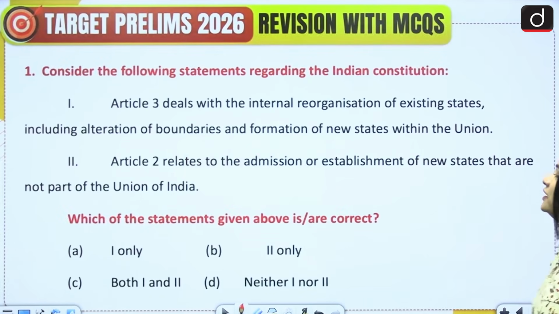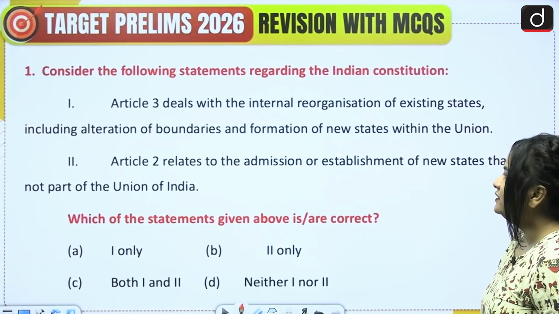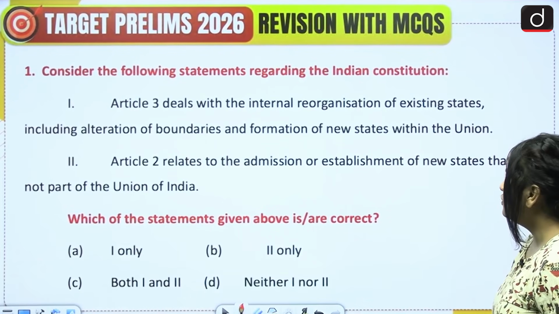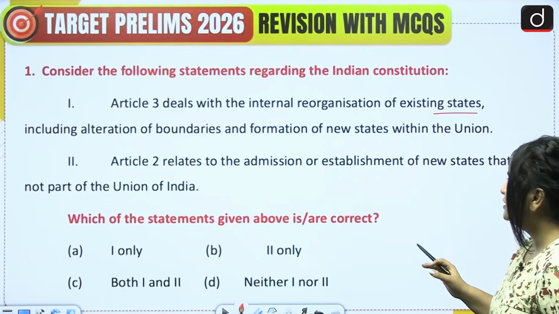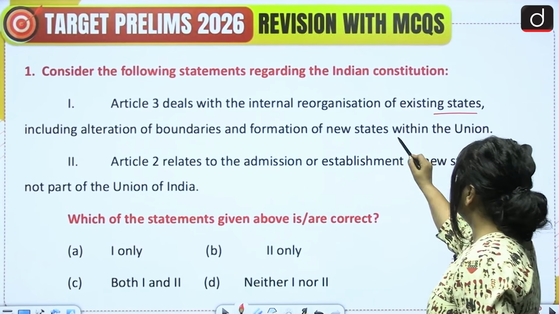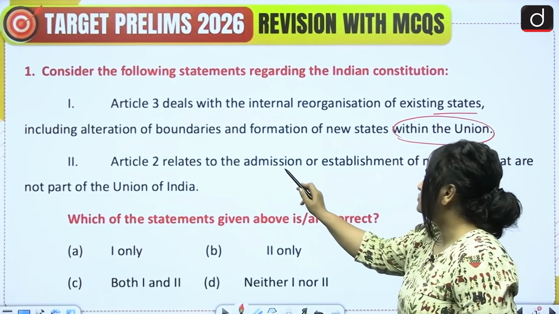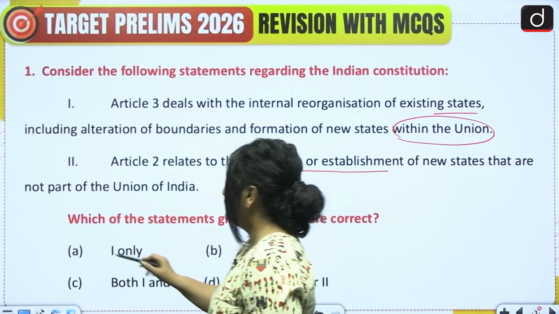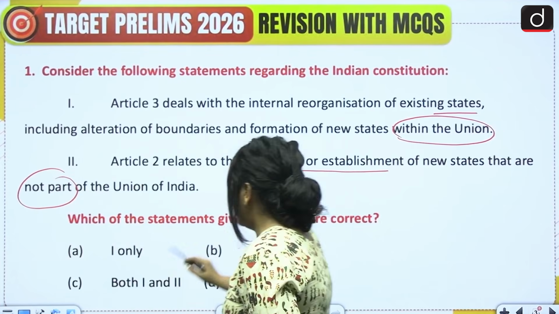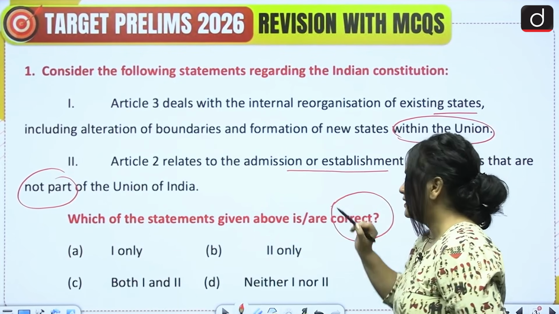Question 1 says, consider the following statements regarding the Indian Constitution. 1. Article 3 deals with the internal reorganization of existing states, including alteration of boundaries and formation of new states within the Union. 2. Article 2 relates to the admission or establishment of new states that are not part of the Union of India. And we have to figure out which of these statements given above are correct.